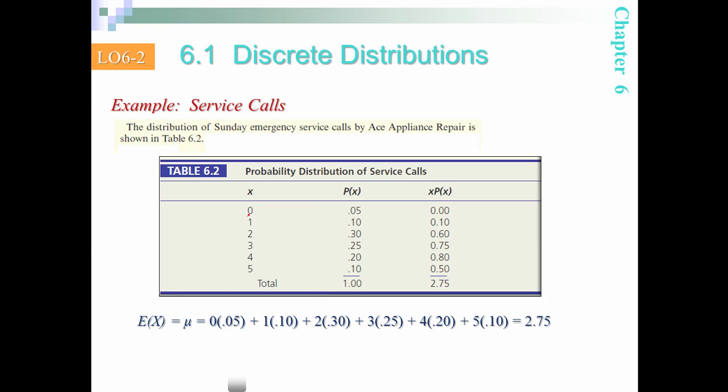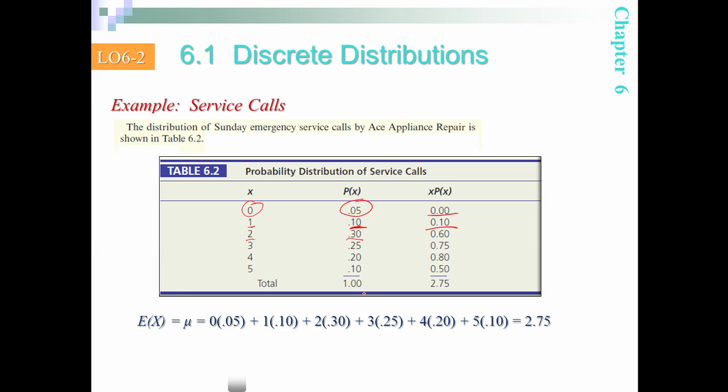Probability of 0 service calls on a Sunday is 5%. So if I want to calculate the average number of calls per Sunday, what do I do? I take 0, multiply it by 5%, and I get 0. The probability of 1, so here x is 1, the probability of that is 10%, so I multiply 1 times 10%, I get 10%. 2 times 30% is 0.6, and so forth.